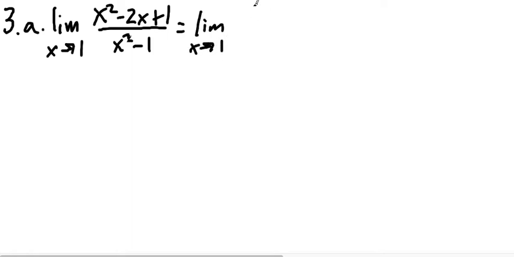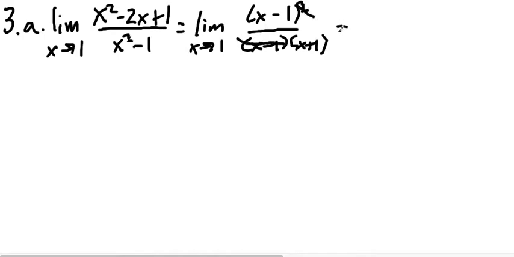So the top factors into (x minus 1) squared, (x minus 1) times (x minus 1). And the bottom factors as a difference of squares, (x minus 1) times (x plus 1). And so that means that a factor of x minus 1 downstairs cancels with one of the factors of x minus 1 upstairs. And that leaves us with (x minus 1) over (x plus 1).